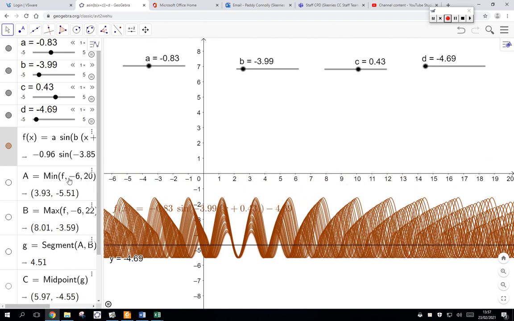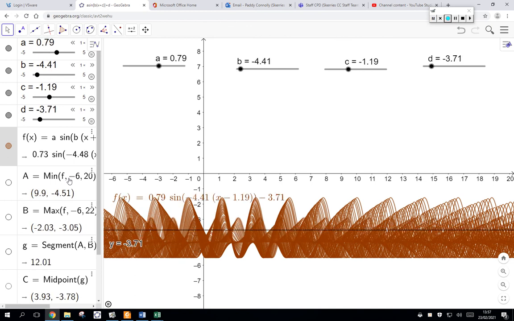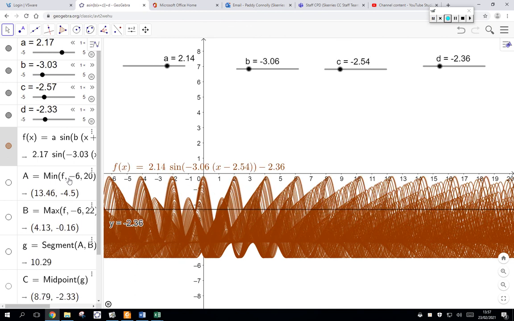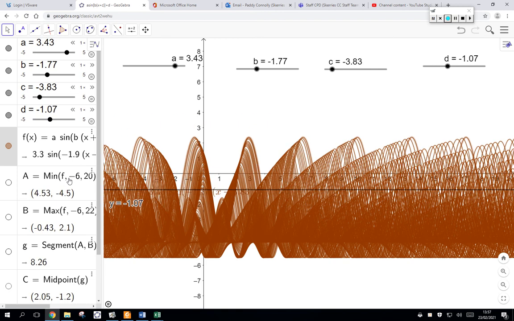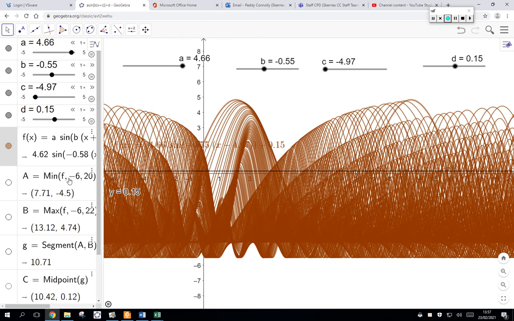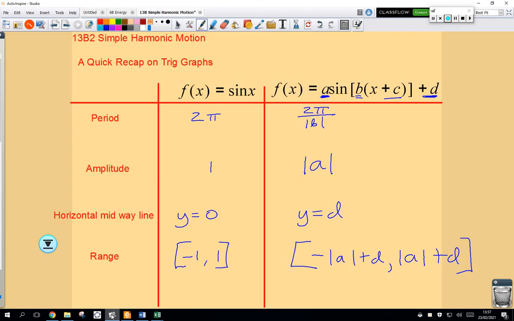Okay, a little bit of artwork there for you. That's just the sine function moving around, changing the different coefficients. So well worth remembering this. Learn these by heart. I should be able to tell you any function.